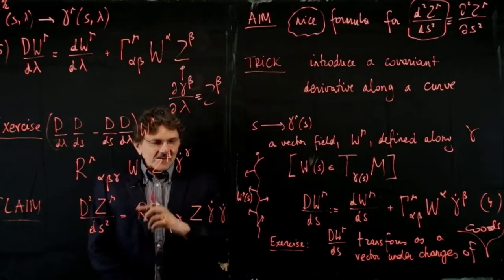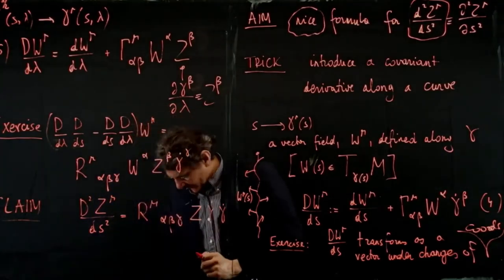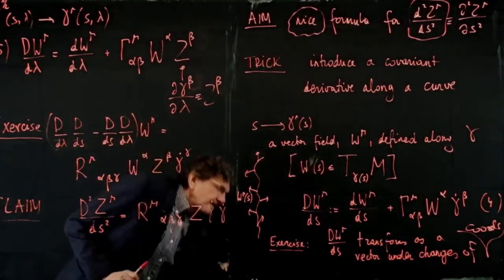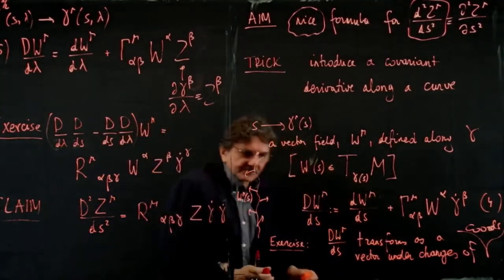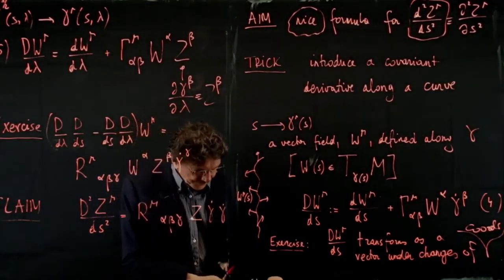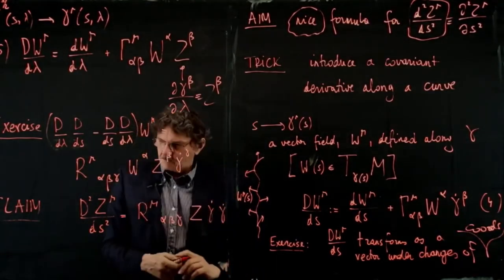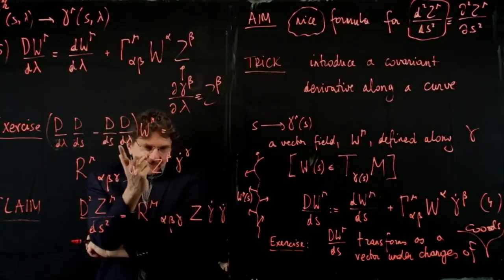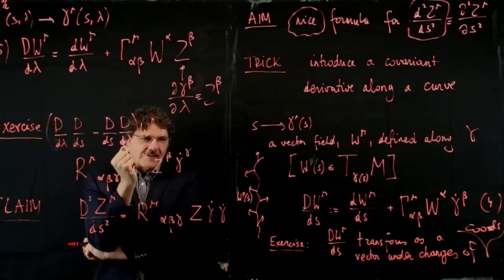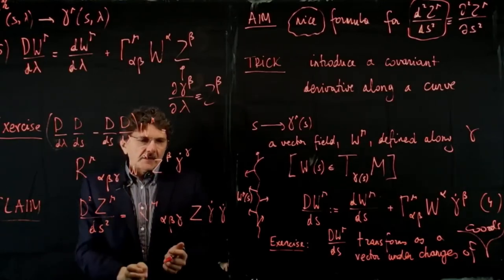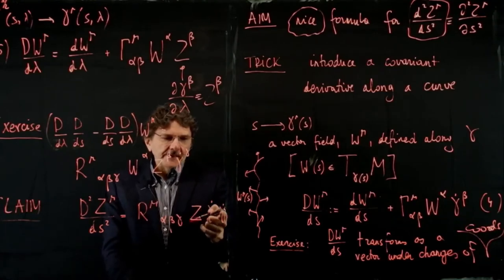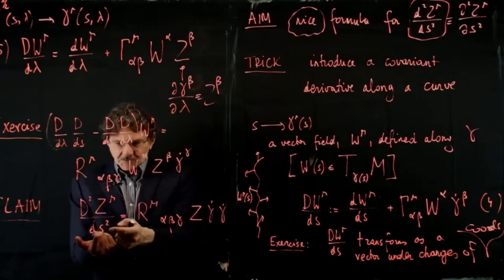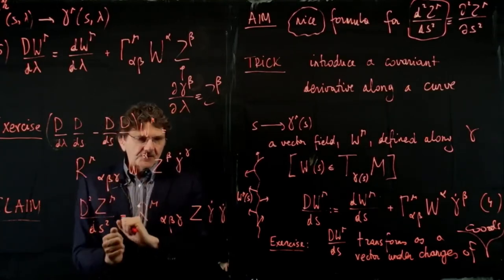I never remember this equation, or I can only remember it up to sign. So let me tell you how to remember it up to sign, and then we'll have to check the sign at the end of the calculation. You have two gamma dots here. Why do you have two gamma dots? Because we have two derivatives tangent to the geodesic.